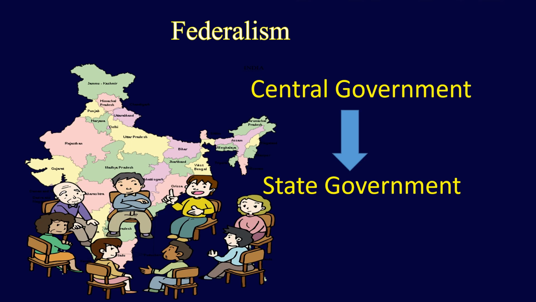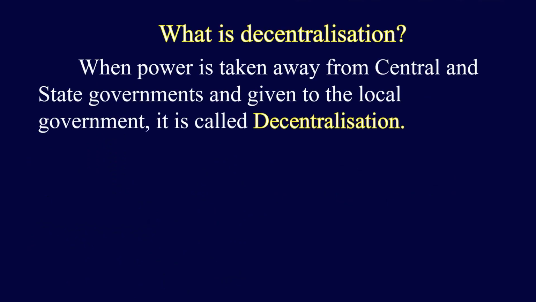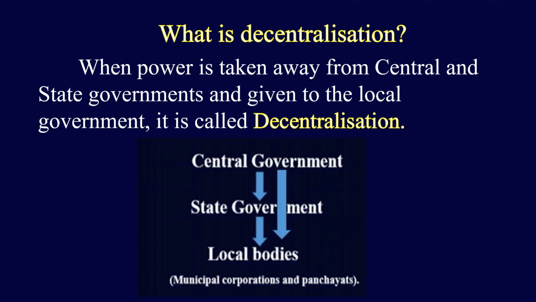Means besides the central government and state government, another tier of government is needed. And that is the reason the process of decentralization started in India. So what is decentralization? Decentralization is basically a process of power sharing. When power is taken away from the central government and state governments and given to the local government, it is called decentralization. Means in this process, some decision-making powers are taken away from the central government and state governments and given to the local government, so that the leaders of local government can make decisions freely.